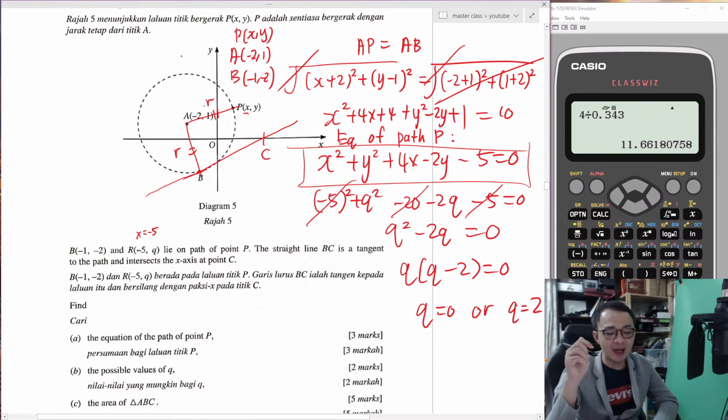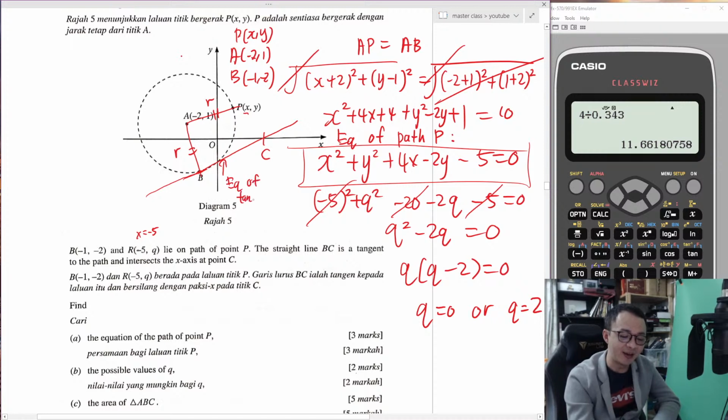Okay, so what I want to do right now is I need to find the equation of tangent. And then from there, I'm trying to find my x-intercept, which is the C here.